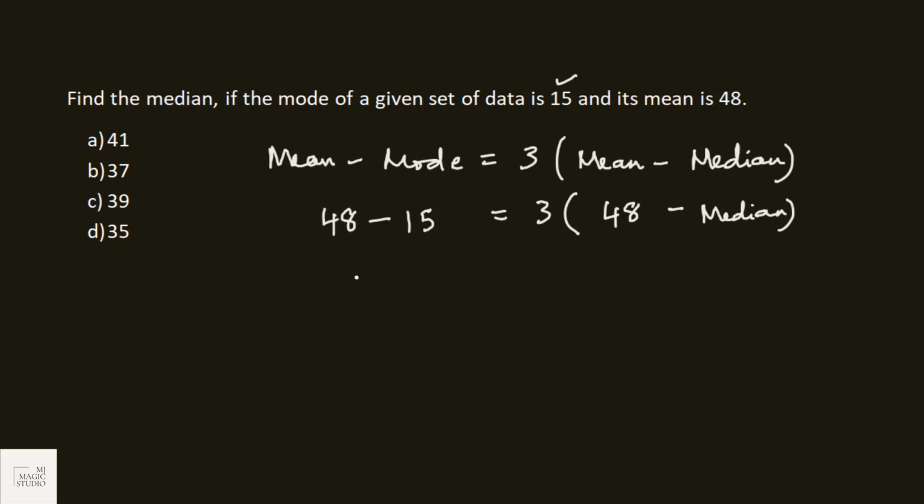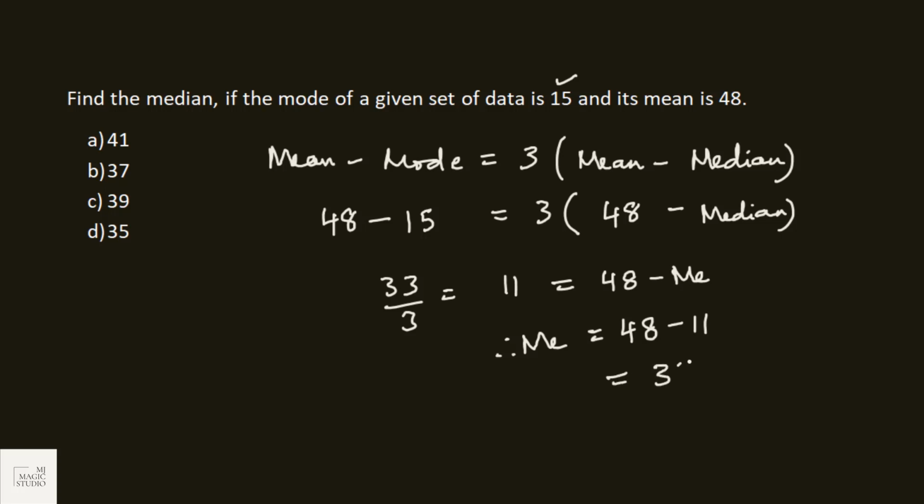So 48 minus 15 is 33, by 3 will be 11. 11 equals 48 minus median. Therefore, median is 48 minus 11, that is 37. We have that in option B. We just need to remember this empirical formula: mean minus mode equals thrice into mean minus median. This is for any asymmetrical distribution, because in case of symmetrical distribution, mean, median, mode, all three values are same.